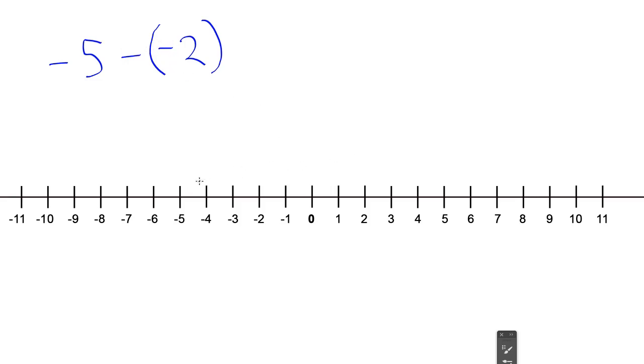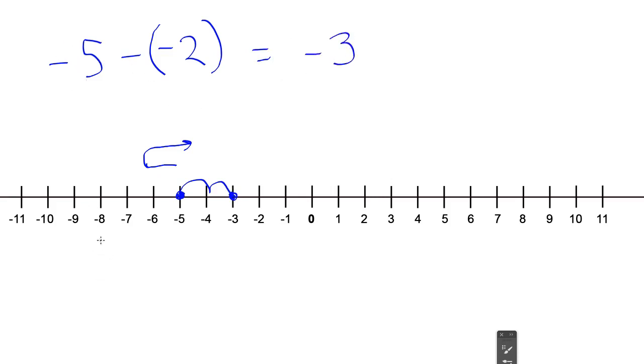So in this case, we start at negative 5. The first negative sign tells us to head to the left, but then the second negative sign tells us to head back to the right on the number line, and then we add 2. 1, 2. So our answer is negative 3.